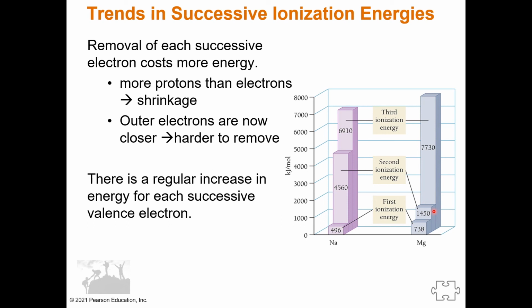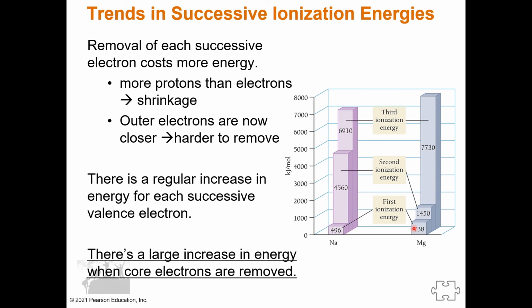Now, what happens when we want to remove a third electron? Look at this huge jump between the second and third ionization energies for magnesium. This tells you that the third electron is now a core electron that's being removed. The previous two were valence electrons. So whenever you see a very large increase in energy, you know that core electrons are now being removed.